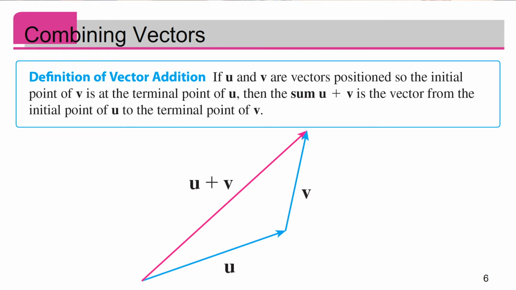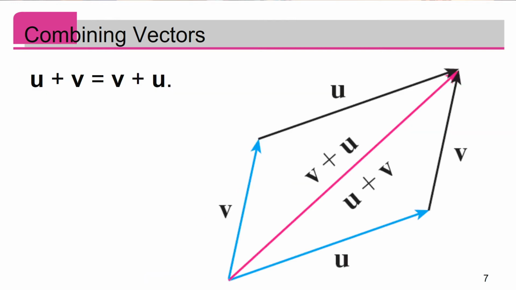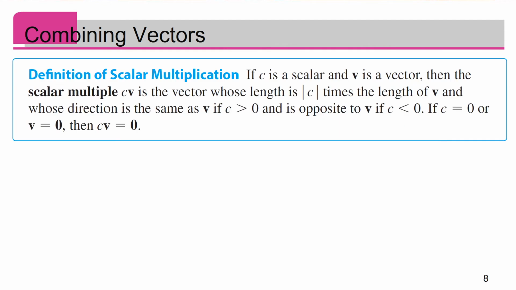Anyway, this definition is the definition from the book. Not all that complicated. The sum of the vectors is just what you get if you start at the initial point of U and end at the terminal point of V. And vector addition is commutative, which means you can go either U then V or V then U, you'll end up in the same place. So geometrically, there's what things look like.